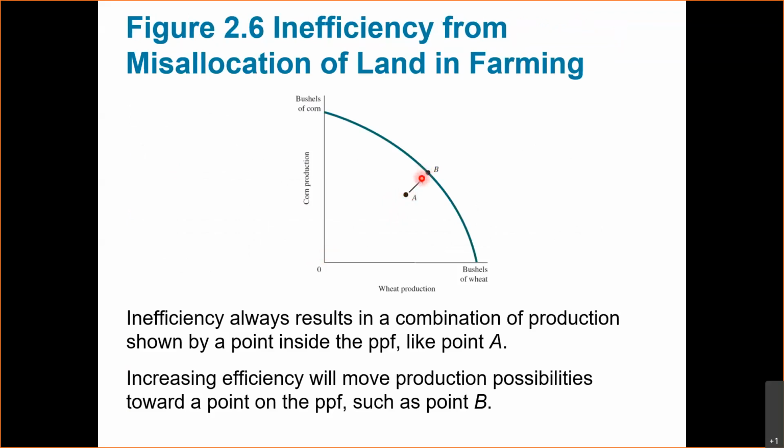What happens when stuff is misallocated? You move away from the boundary. Notice the boundary isn't moving itself. You're just, the point at which you're at moves towards the boundary or away from it.